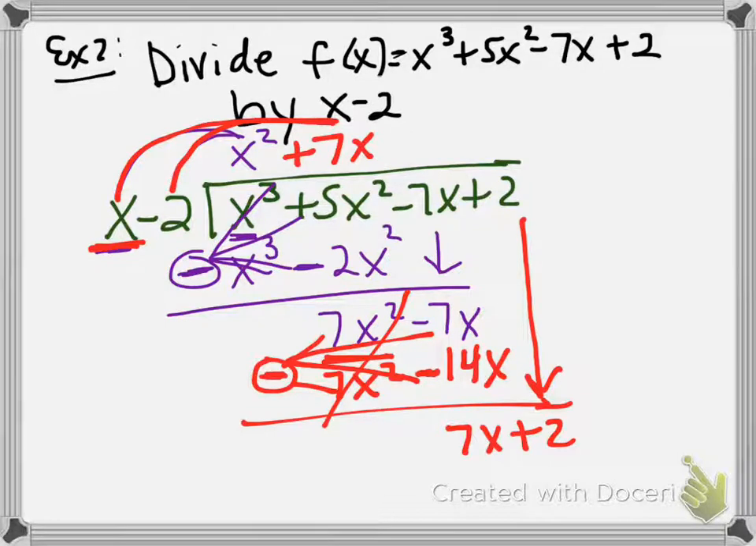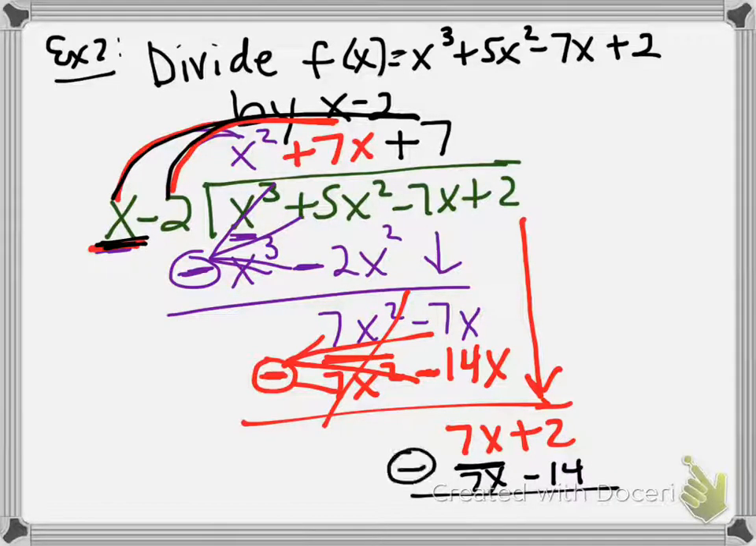I'm going to switch colors. And now we're going to start again with the x. X times what gives me 7x? So I have to multiply by positive 7. 7 times x gives me 7x. 7 times negative 2 gives me negative 14. Going to subtract. So 7x minus 7x cancels. 2 minus negative 14 makes that become positive 14, which makes this a remainder of 16.